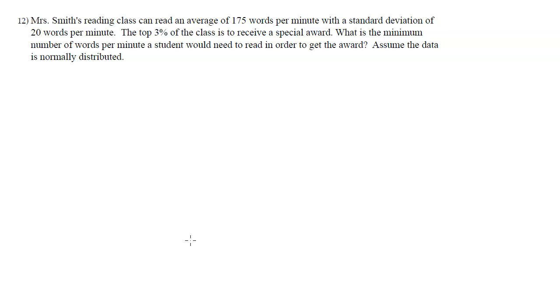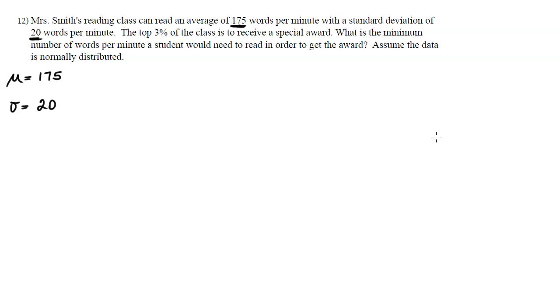Okay, now we're in the classroom. Mrs. Smith's reading class can read an average of 175 words per minute with a standard deviation of 20 words per minute. So her entire class is the population here. So the population mean is 175. That's how much they can read per minute. And the population standard deviation here is 20 words per minute.